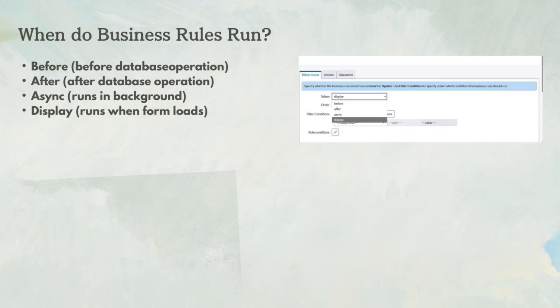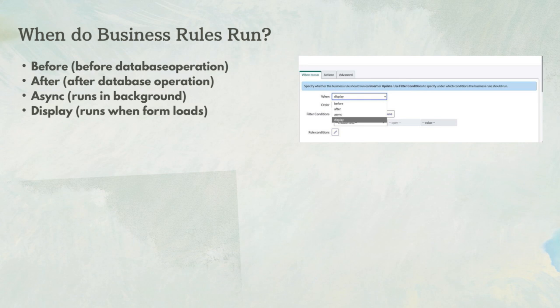So, let's talk about when business rules actually run during the different stages of a database operation. First, we have the before stage, which happens right before the database operation begins. This is when we can validate data or enforce rules to ensure everything is in order before making any changes. Next, there's the after stage, which occurs after the database operation has completed successfully. Here, we can perform actions like logging, updating related data, or triggering other processes.